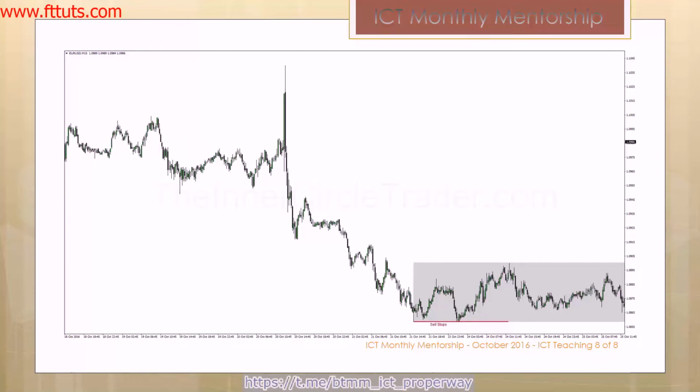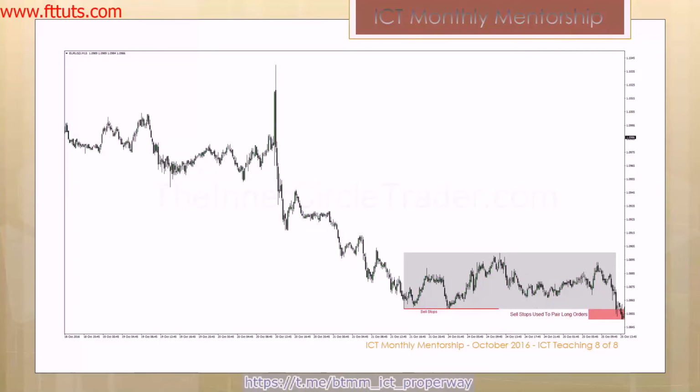Now, from a market maker's perspective, we look below the marketplace when we have lows in the form of sell stops. Now, I'm going to focus primarily on a buying environment, focusing on when the market is underlyingly bullish. Everything that I show you here would just be reversed for when the market's bearish, just to save time. When the market breaks below the consolidation, those sell stops are used to pair long orders.